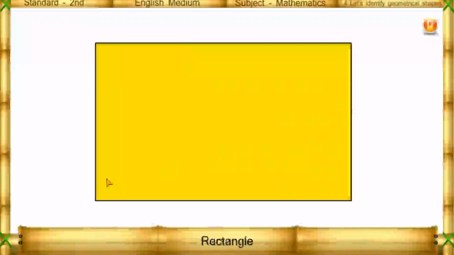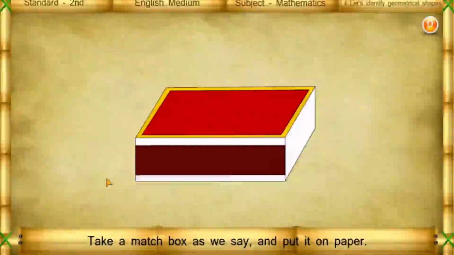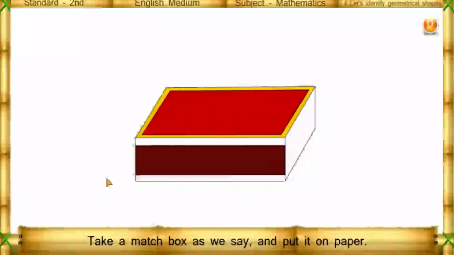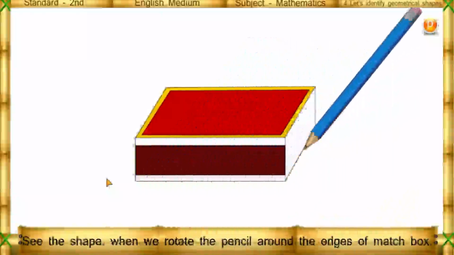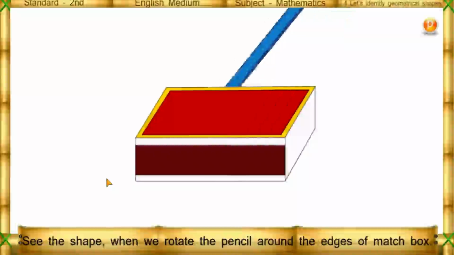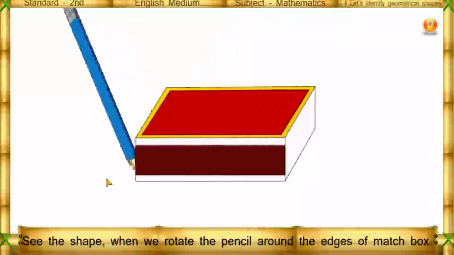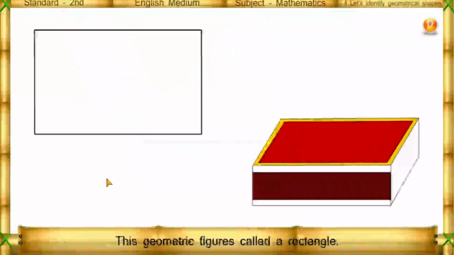Rectangle. Take a matchbox, as we say, and put it on paper. See the shape. When we rotate the pencil around the edges of the matchbox, this geometric figure is called a rectangle.